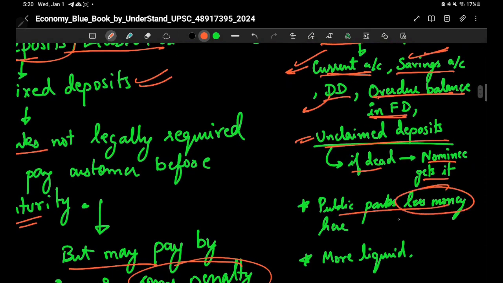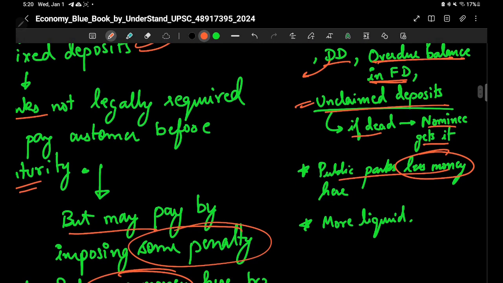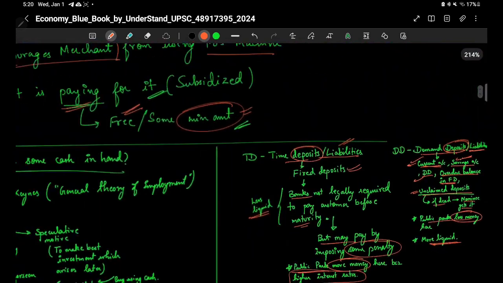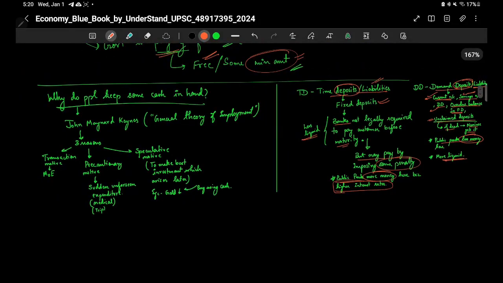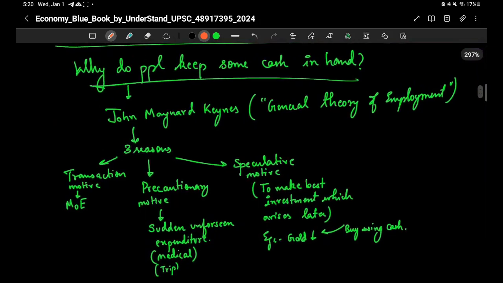People park less money here because you get less interest here. It is more liquid. Whenever you want, you can get that money. This is the difference between time deposits and demand deposits. Now another part I missed out.